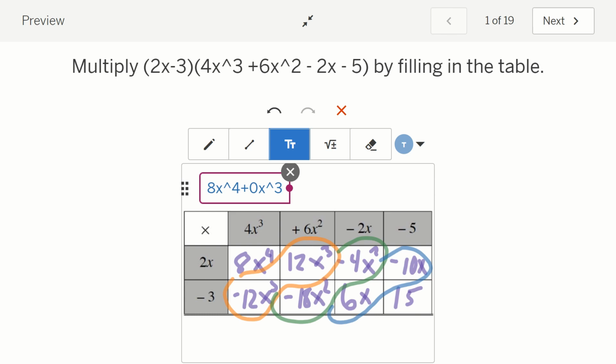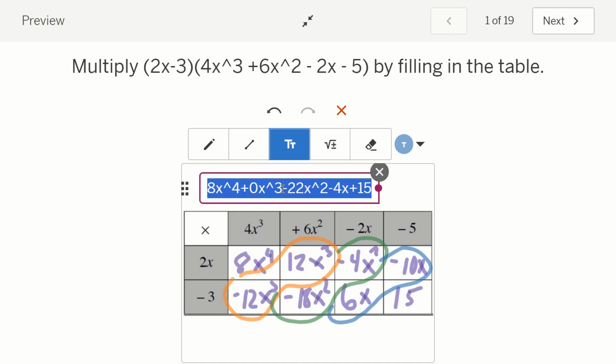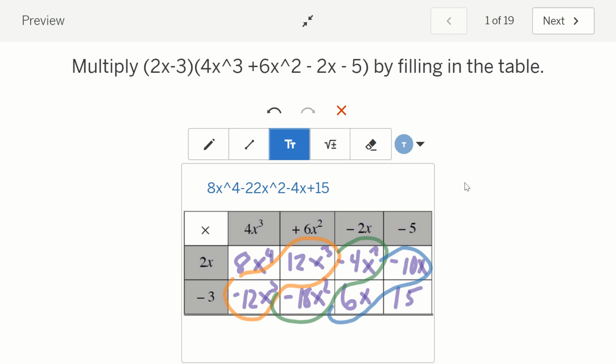And then negative 18 minus 4 is negative 22x squared. And then minus 4x plus 15. Okay, and so I opted to type that in. And again, you can leave out that plus 0x to the third if you want.